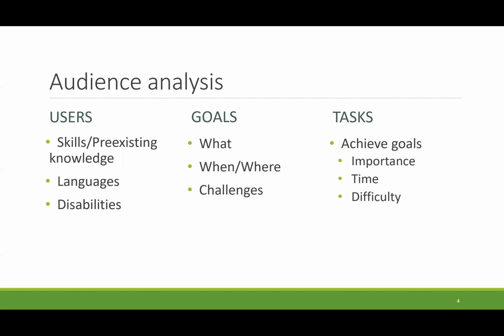Once you've identified the goals, you need to look at the tasks. What tasks will the users need to do to achieve these goals? Other things to consider when you're looking at tasks are, how important are they? You know, some tasks are more important, some will be least important. Some tasks might take more time or less time, and some tasks might be more complex or difficult than others. So these are all things you need to consider when analyzing your audience. You can better understand your audience through research, interviews, or even observation.